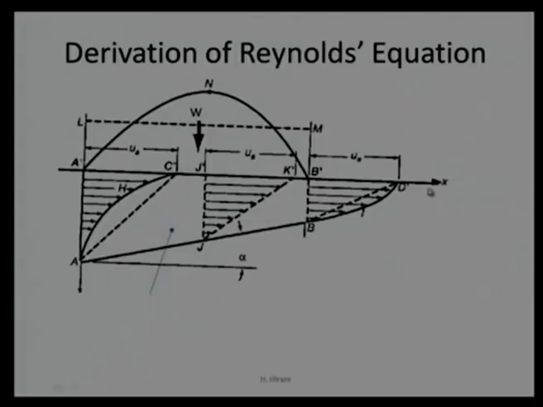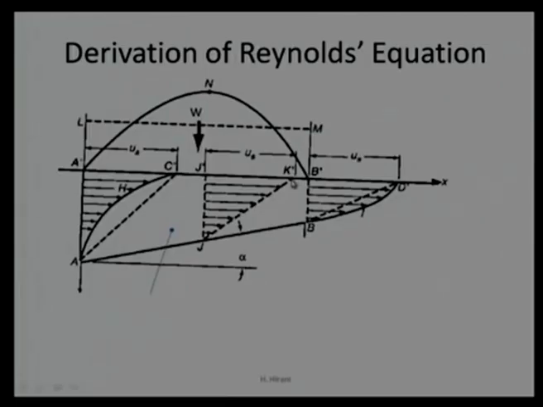This figure is familiar, which we discussed in one of our earlier lectures. We say that if there is some sort of convergence, some sort of taper of one surface relative to the other surface, they are not parallel surfaces, then the liquid velocity which comes between the two surfaces because of the relative motion of one surface over the other surface. I am assuming this surface is stationary and this surface is moving with a relative velocity of u a.